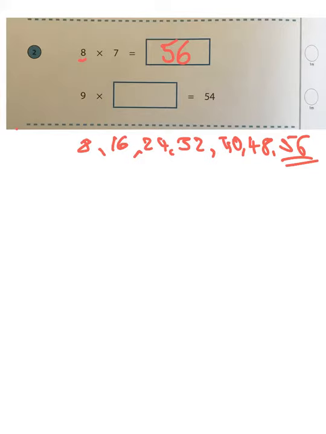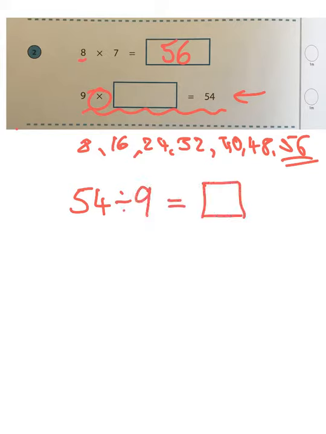Next one's a little bit trickier because it's a missing number question. And as I've said to you in the other video, let's go backwards. What's the opposite to multiply? Divide. 54 divided by 9 equals something. So in other words, if you count up in 9s, what do you get to when you get to 54? What are you on?